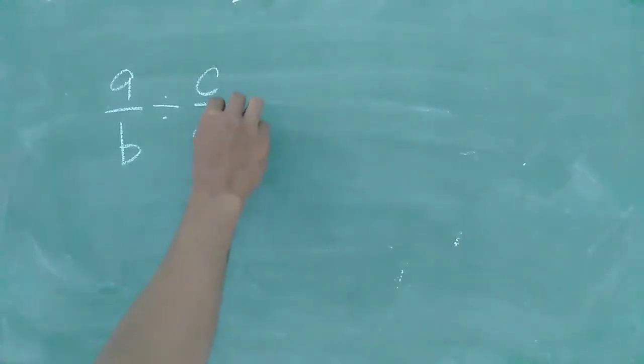Now, let's proceed to dividing fractions. Let's have A over B divided by C over D. To divide fractions, we have to invert the second fraction. Inverting means the reciprocal, and then multiply the numerators and the denominators. To invert C over D, it will be D over C.